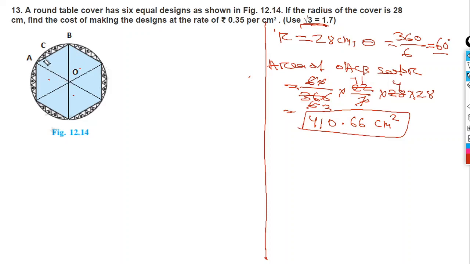Now we'll find the area of the triangle. Here triangle OAB. Triangle OAB is an equilateral triangle.